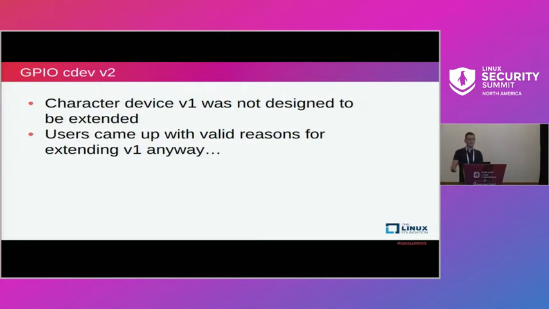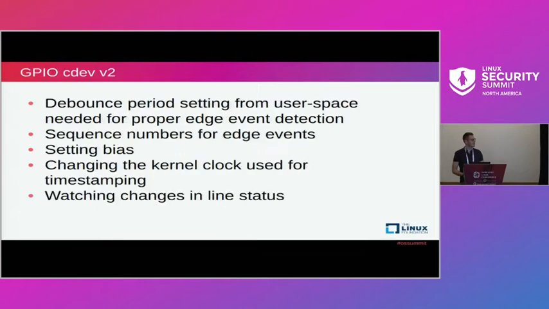They said, OK, so now we have reliable event queuing and event reporting to user space, but we cannot configure the debounce period. So what good is that? These requests were valid, but it turns out that the way we designed the API was, by omission, not ready to be extended. We didn't leave any padding in structures, and committed some other mistakes that made it difficult or impossible to extend the character device.